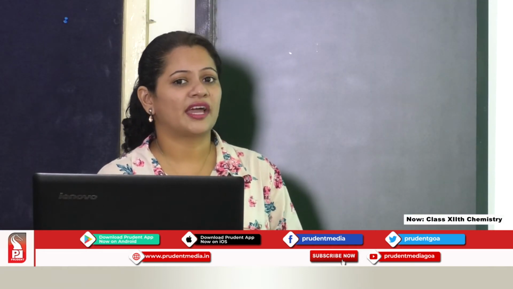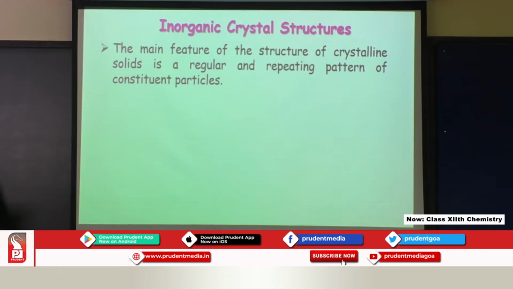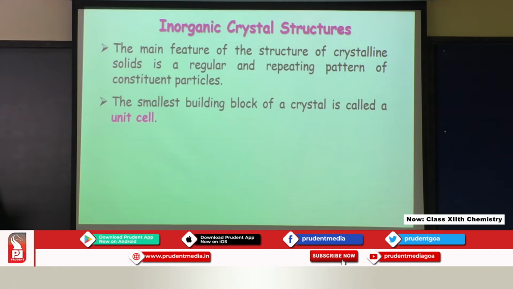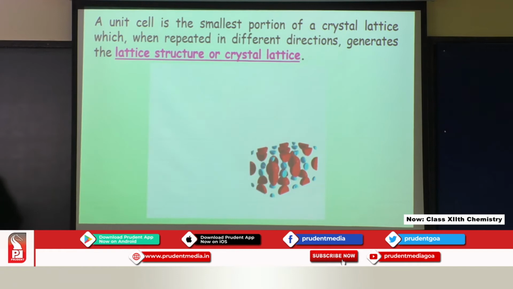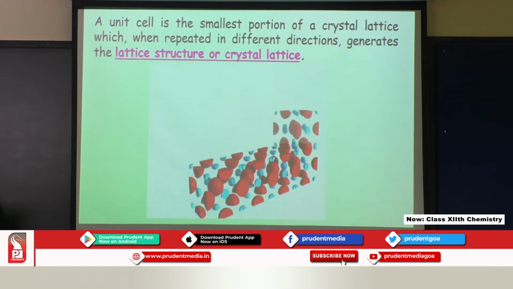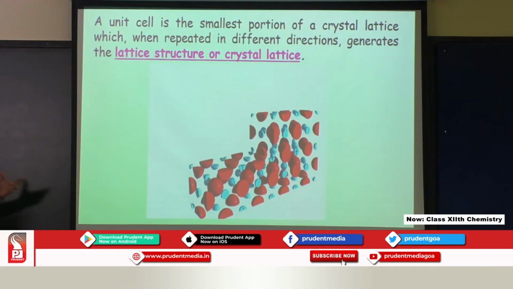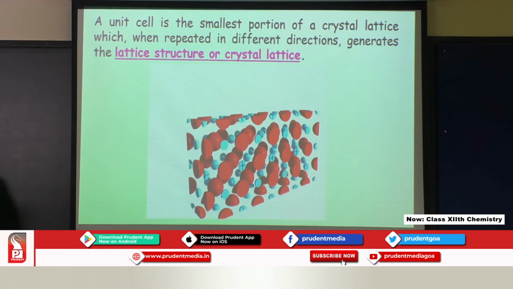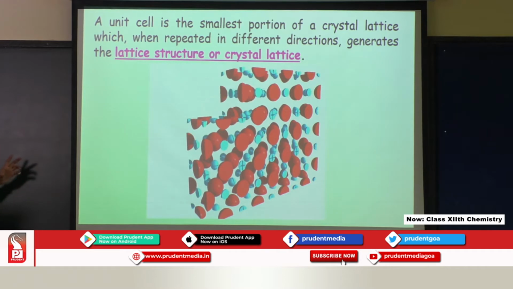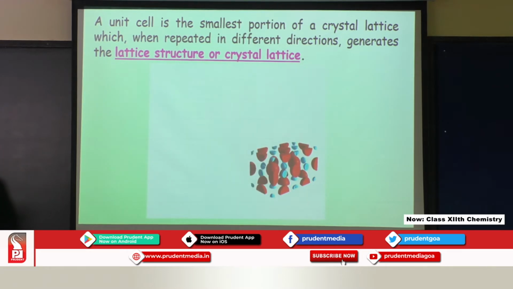Let's now come to inorganic crystal structures. The main feature of the structure of a crystalline solid is a regular and repeating pattern of constituent particles. The smallest building block of a crystal or the basic unit is called a unit cell. When a particular unit cell repeats itself along different directions, it generates a lattice structure which is also called a crystal lattice. Hence, if you look at the animation, you will realize how a unit cell, which is a basic building block, repeats itself along different directions to generate a 3D crystal lattice.